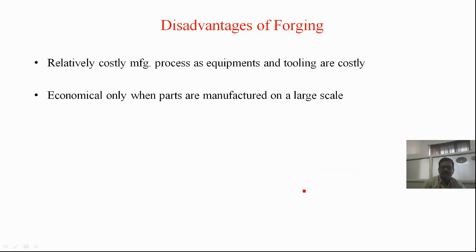There are certain disadvantages. The equipment and tooling are costly. So it cannot come with all the good things. It comes with some expensive things, and the expensive things are the equipment and tooling. It is economical only when manufactured on a large scale. Because of this overhead cost, the establishment cost, only if you are able to produce things on a large scale will it become economical. Otherwise, the parts manufactured by forging operations will be very, very costly.